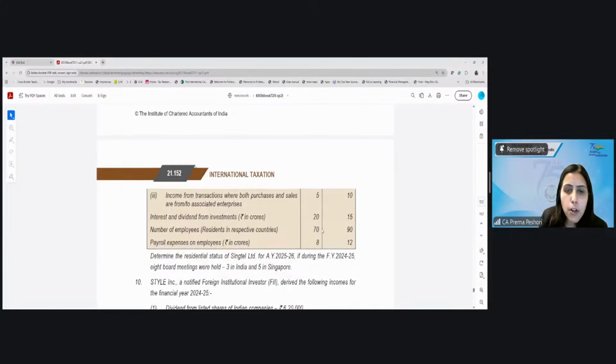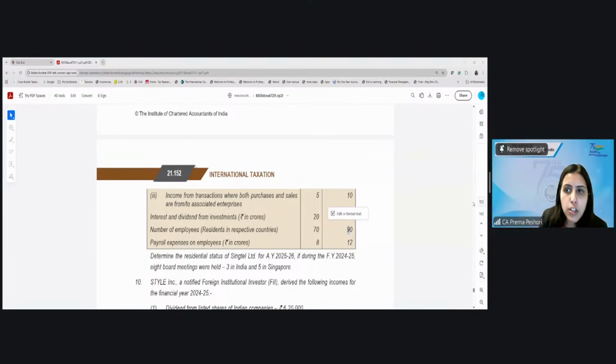Then number of employees in India and the total employees. What is the total number of employees in India and outside India total? 43.75%. Yes. The number of employees in India are 70. Total employees 160. So 43.75%. So even this test is satisfied.